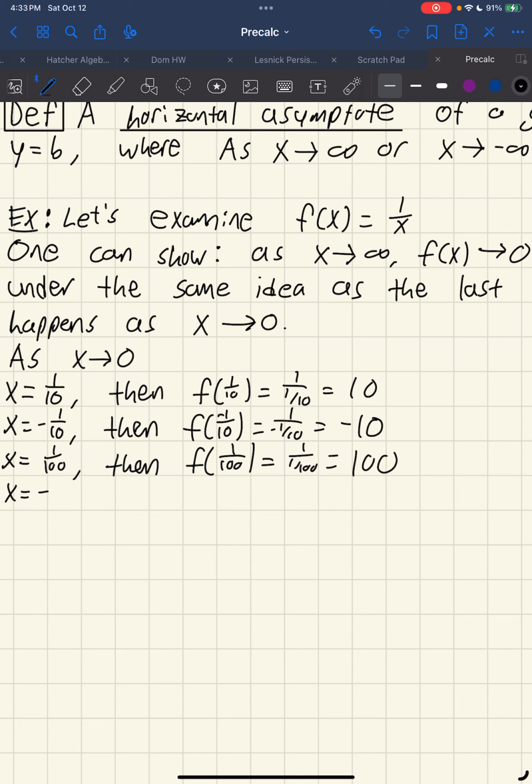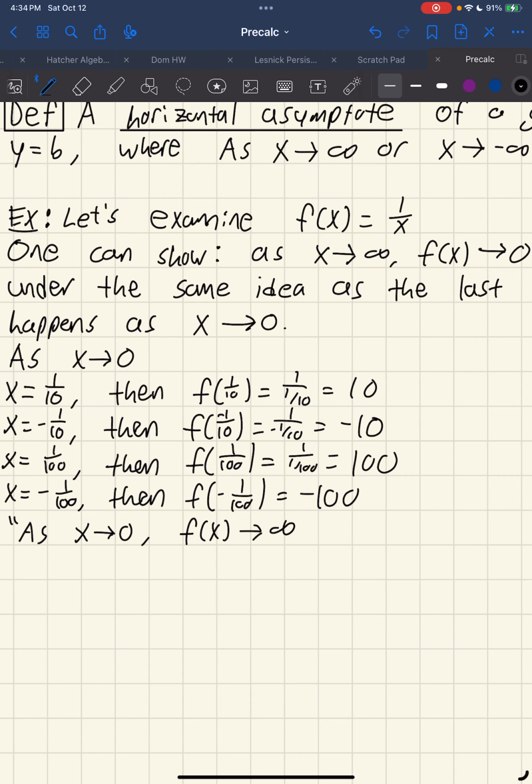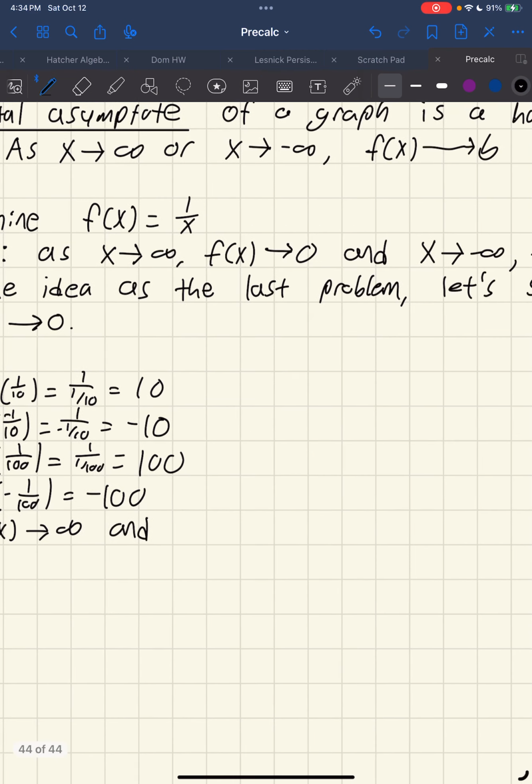And similarly, if we have x is equal to negative 1 over 100, then f of negative 1 over 100, well, keep, change, flip, that's going to be negative 100. So if you're really keeping up, you could probably spot what the problem here is. The problem here is, I'll write it in quotes, as x goes to 0, f of x is going to positive infinity, and f of x is going to negative infinity. This isn't technically true, and just showing why we need to add further detail to really communicate what we want to communicate.